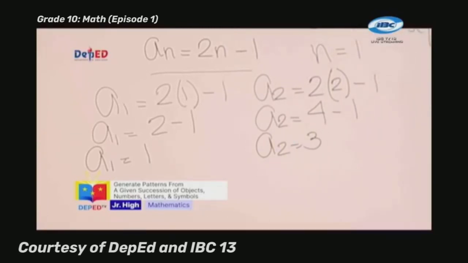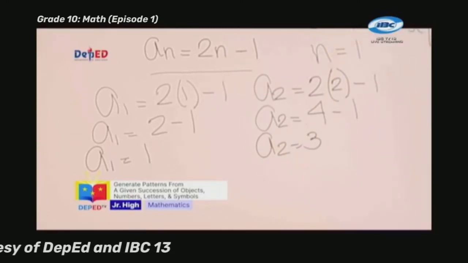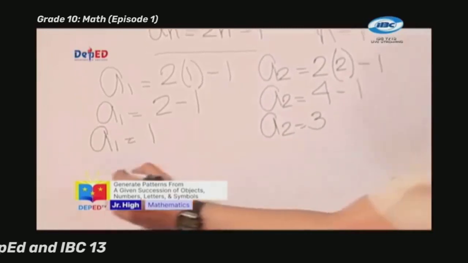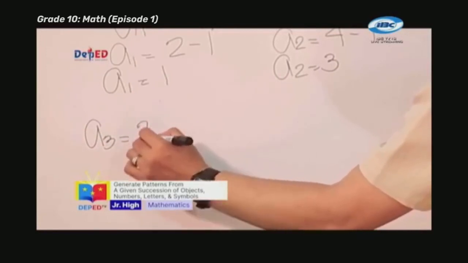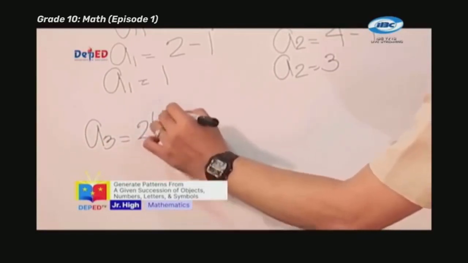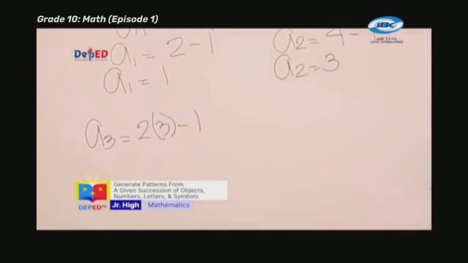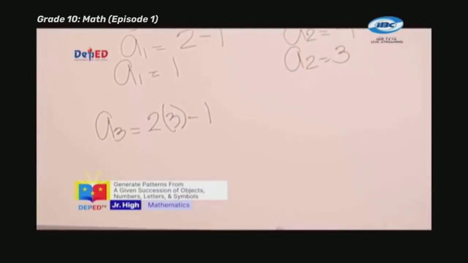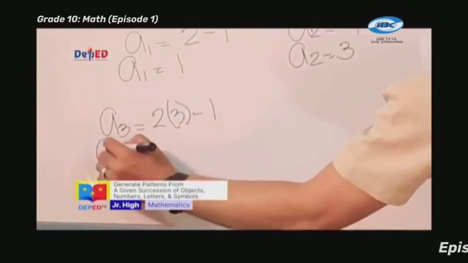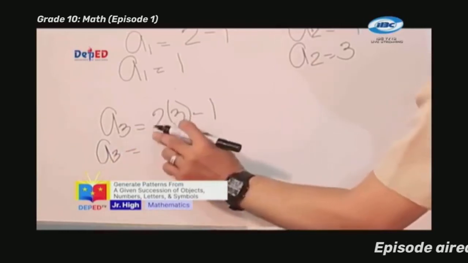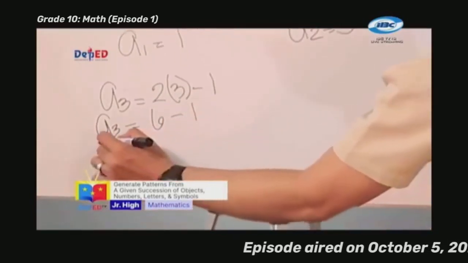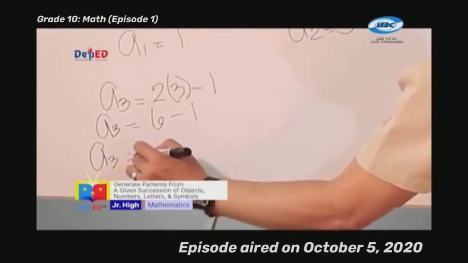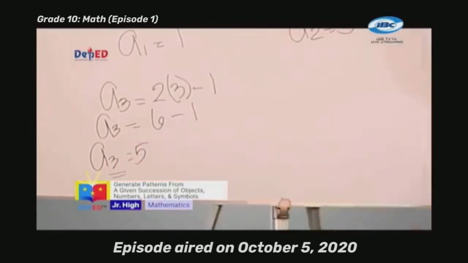Find the third term. We will replace n by 3. So you have a sub 3 is equal to 2 times 3 minus 1. Perform the operations. You have a sub 3 is equal to 2 times 3, that's 6, minus 1. Our a sub 3 is equal to 5.